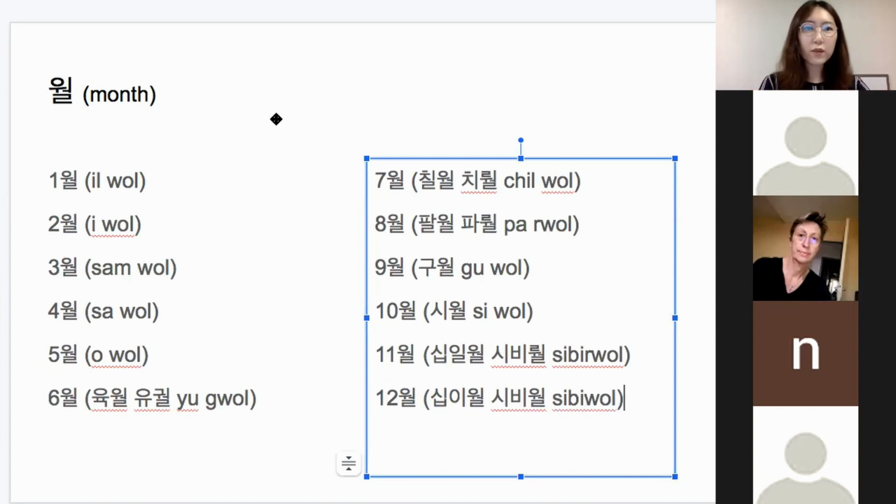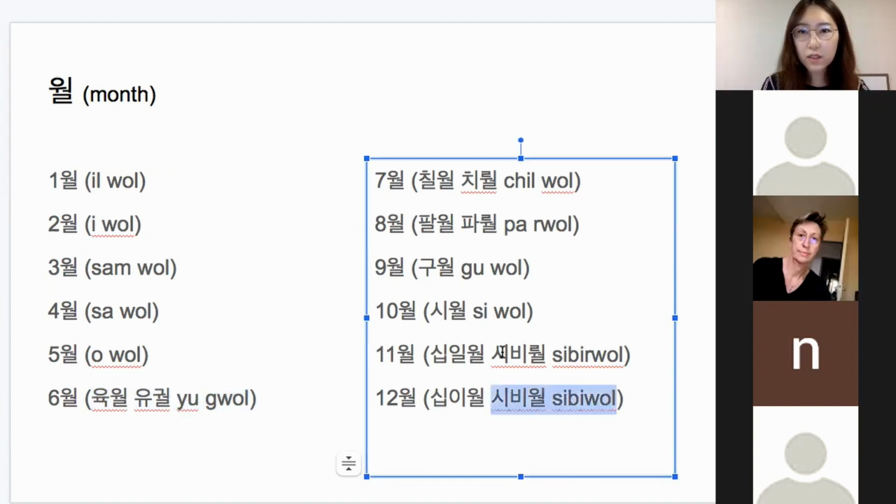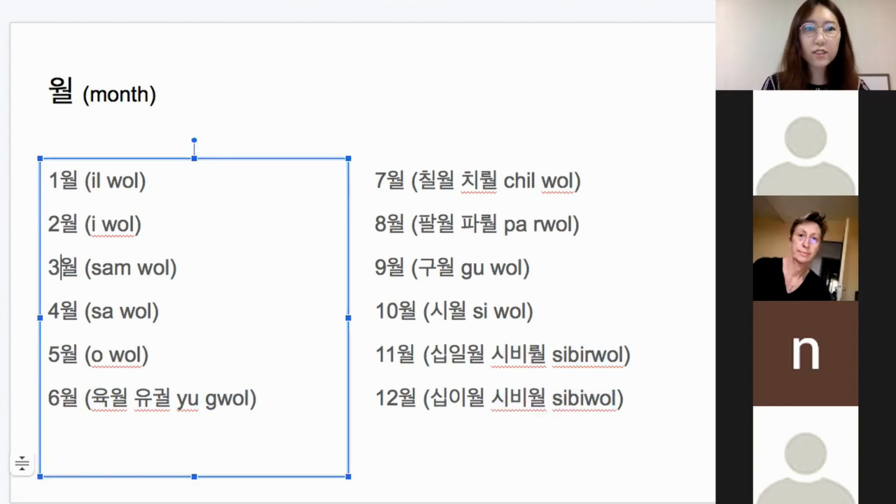Okay, then maybe we can read one more time. 1월, 2월, 3월, 4월, 5월, 6월. This one is the correct pronunciation. I write down the written words in Korean. This one is the pronunciation. Okay. So 1월, 2월, 3월, 4월, 5월, 6월.